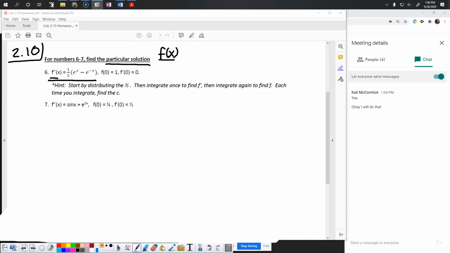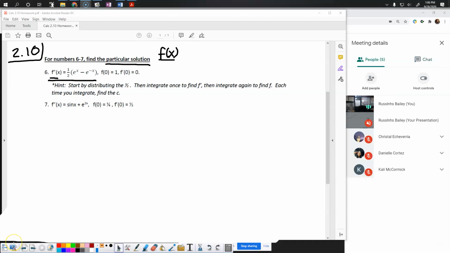Because the first time you integrate, it's going to give you an f prime. And then the second time you integrate, it's finally going to take us to an f again at that point. So basically, guys, that's going to be our plan, is we're just going to integrate twice. And every time you integrate, you get a plus c, right? And we're going to need to find the plus c.